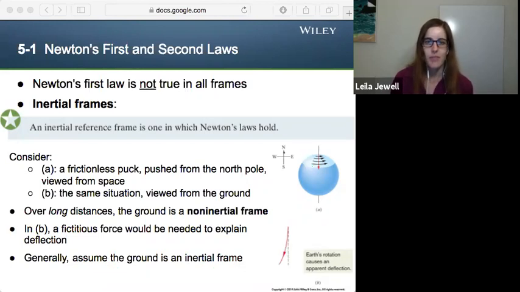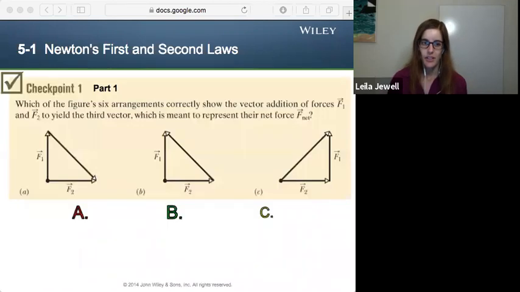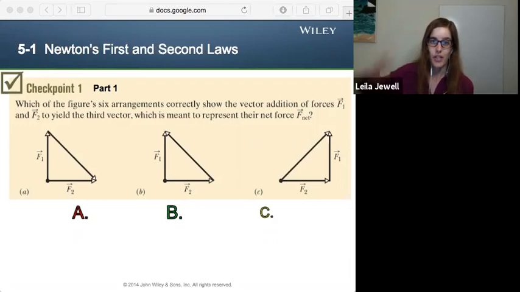All right, so now that we've seen Newton's first law and the idea of the net force, let's take a look at a checkpoint. Which of the figures' arrangements correctly show the vector addition of forces F1 and F2 to yield the third vector, which is meant to represent their net force, F net? I'd like you to take a look at this, see what you come up with, and make sure to settle on an answer before you move on. So go ahead and pause now.